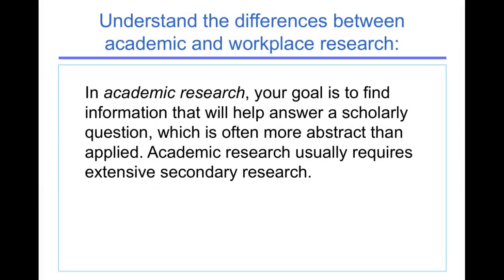The difference between academic and workplace research is really pretty simple. Academic research, your goal is to help answer a scholarly question, which is often abstract and applied. It usually requires secondary research, extensive secondary research. So an example of an academic question might be, how did the War of the Roses impact modern England's economic status? Okay, so something like that might be an academic question.